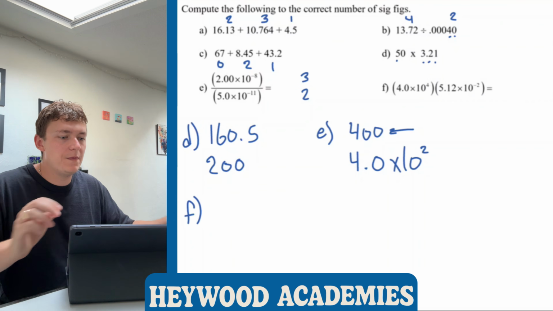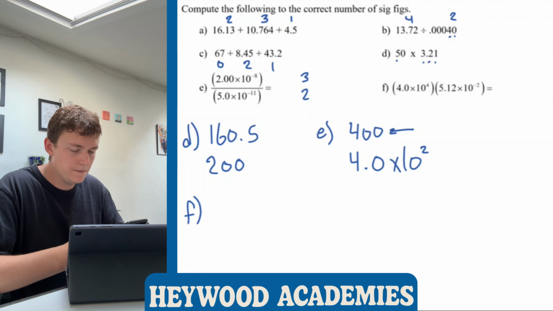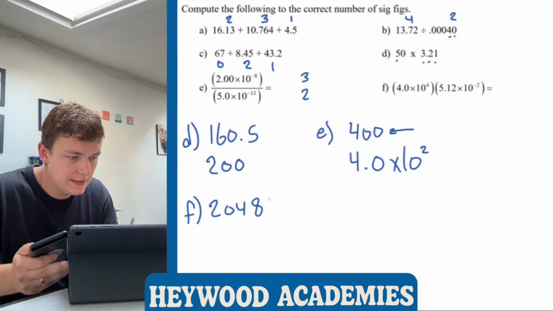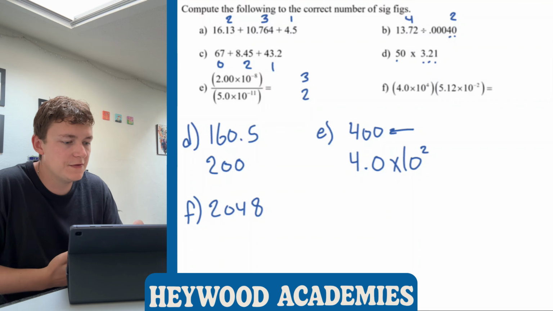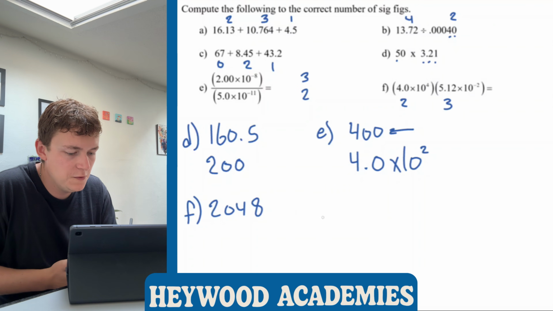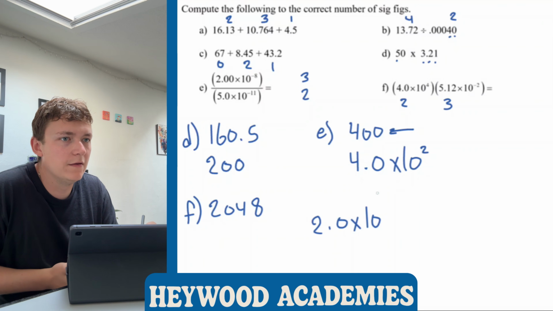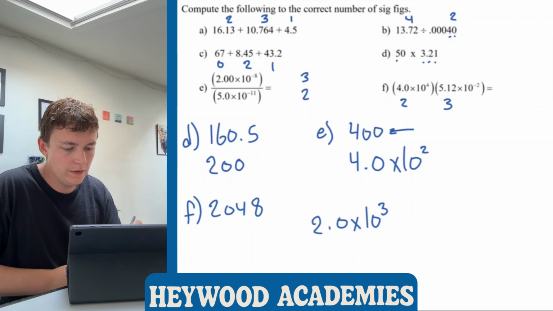Then for f, we got the same thing except multiplication this time, so let me plug this one into the calculator. .2048. So same deal with this one. Let's convert this over to scientific notation with the right number of sig figs. We have 2 here, and we have 3 over here, so we're going to go with 2. So we're going to write that as 2.0 times 10 to the power of 3. Okay.